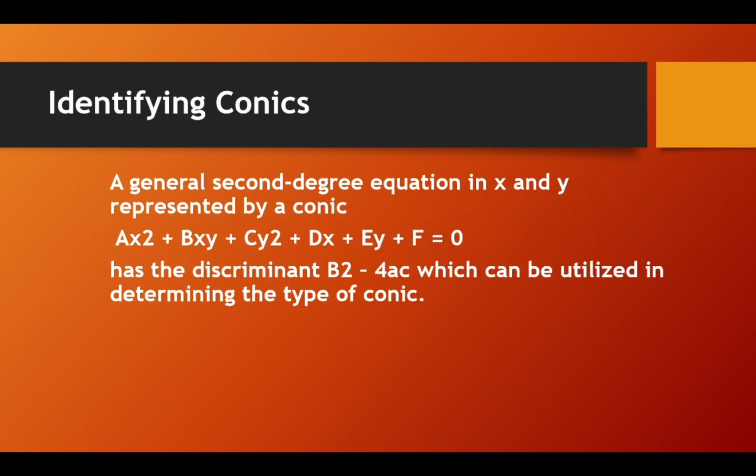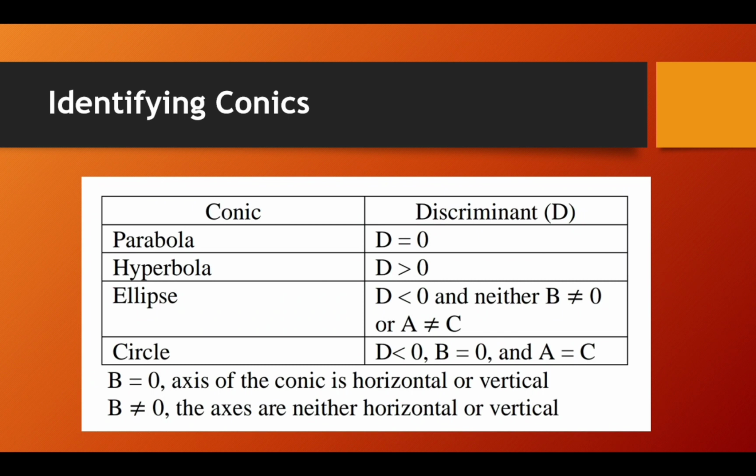A general second degree equation in x and y represented by a conic, ax squared plus bxy plus cy squared plus dx plus ey plus f is equal to 0, has the discriminant b squared minus 4ac, which can be utilized in determining the type of conic. If the discriminant is equal to 0, then it is a parabola. If the discriminant is greater than 0, then it is a hyperbola.